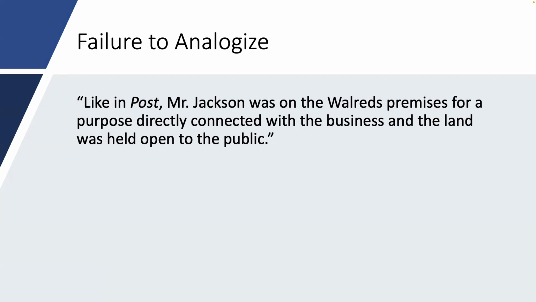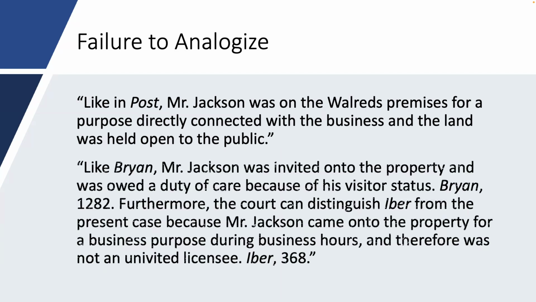Many of you are failing to analogize. You're simply saying something like, in Post, Mr. Jackson was on the Walridge premises for a purpose directly connected with the business and the land was held open to the public. There's no analogy there. You're just saying that your case is like Post, but you're not showing why, and you're not saying why, and you're not even reminding the reader what Post is about. So the reader would need to go back further into the paper to reread what you said about Post to be able to understand what you're saying here. Same thing with this one.